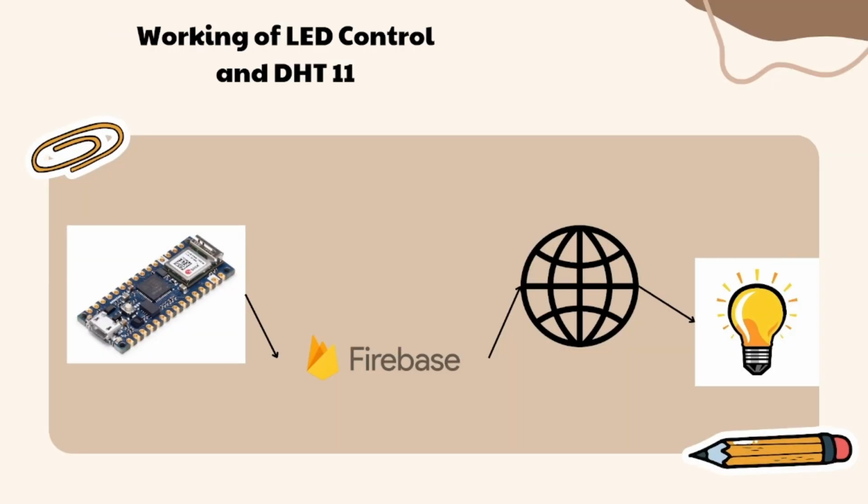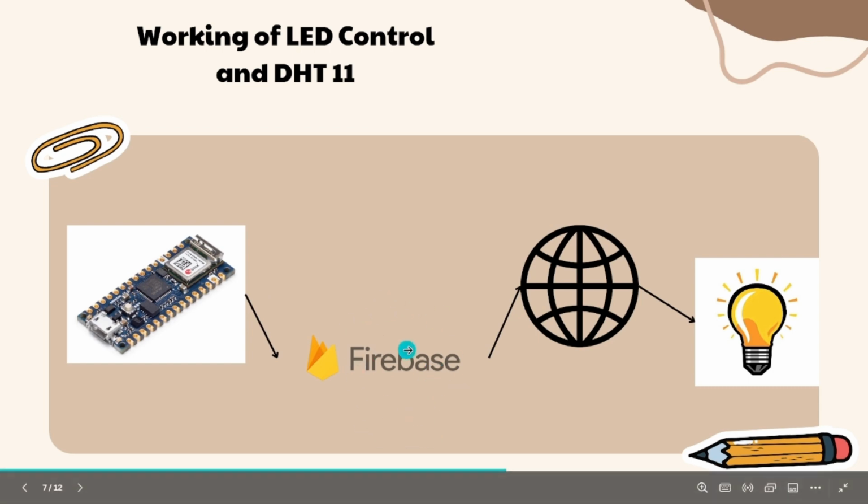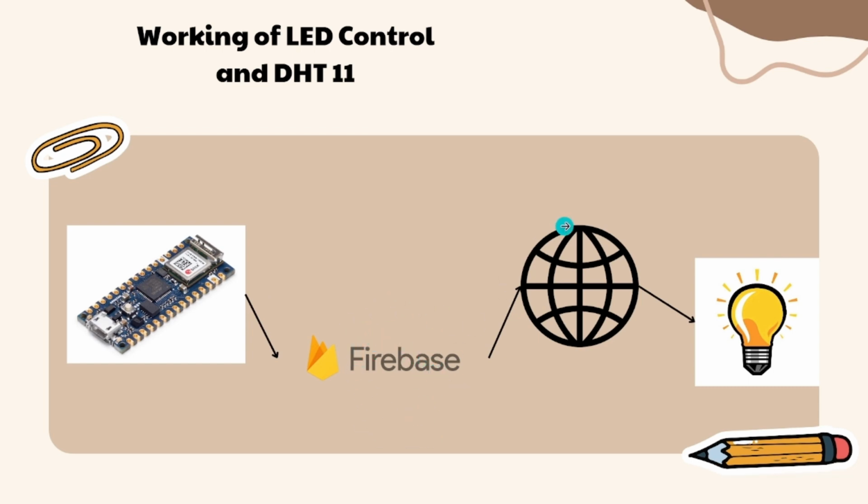Now, for the working of LED control and DHT11 sensor. For the working of the DHT11 sensor, first the Arduino fetches the data which is sent by the sensor. Then it is sent to the Firebase. After it is sent to the Firebase, it is displayed on the website, which is the GUI.